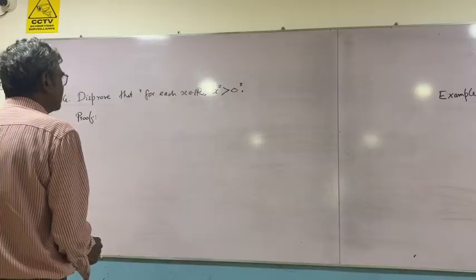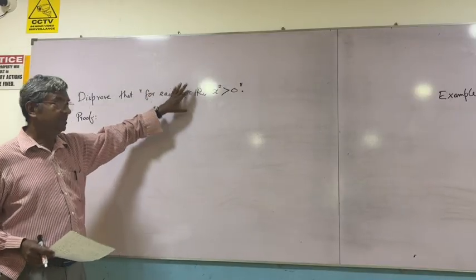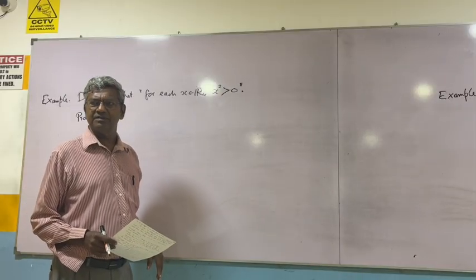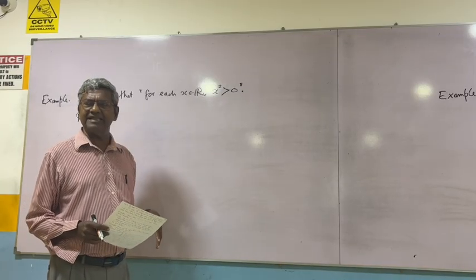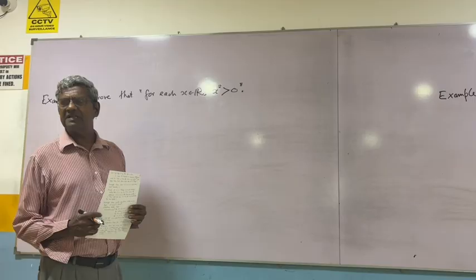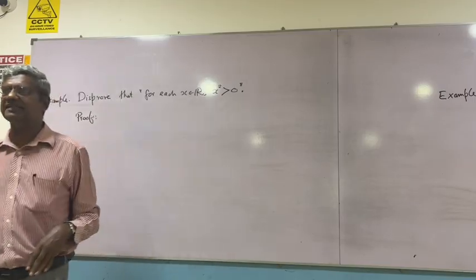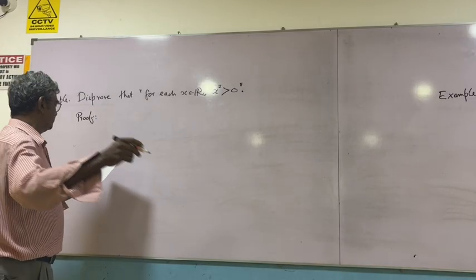Here we have x squared greater than 0. So we need at least one real number such that it is not the case that x squared greater than 0. The negation of x squared greater than 0 is, what is it? Less than or equal to 0. Very good.